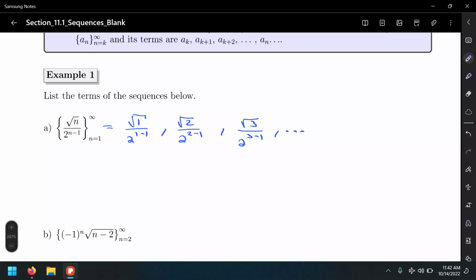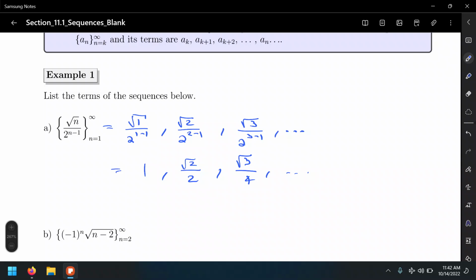Okay, let's simplify this. The square root of 1, which is 1, over 2 to the 1 minus 1. But 2 to the 1 minus 1 is the same as 2 to the 0, which is 1. Comma, square root of 2, and that's over 2 to the 2 minus 1, or 2 to the 1, which is 2. And square root of 3, over 2 to the 2, which is 4. Comma, infinitely many terms. And you might want to simplify this 1 over 1 as a 1. All right?